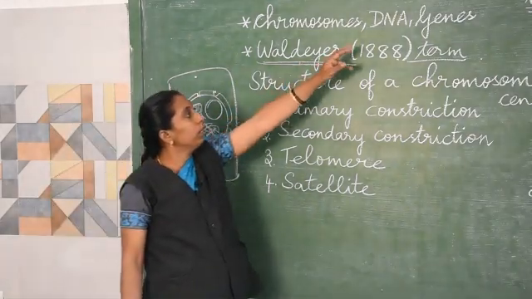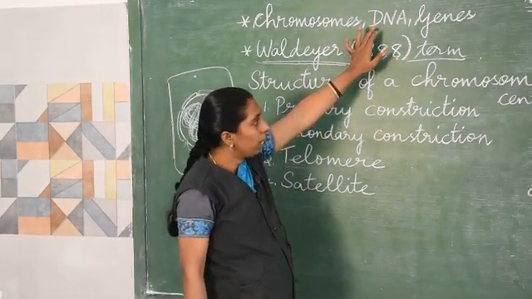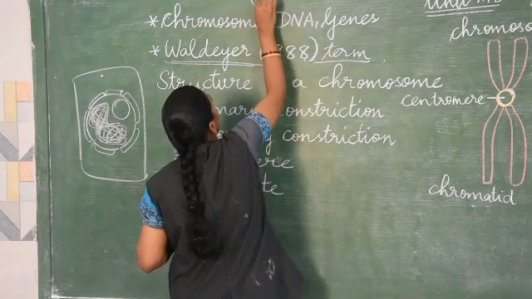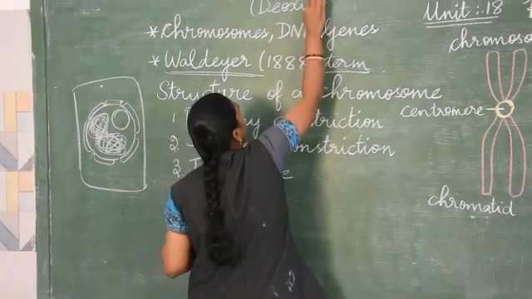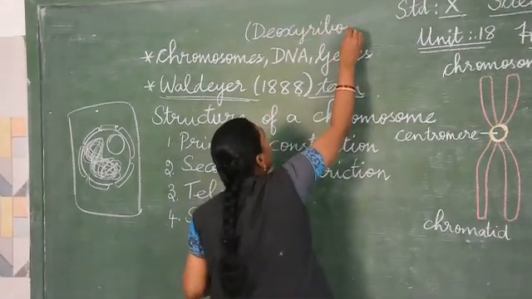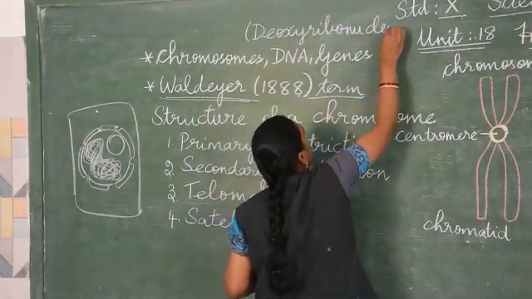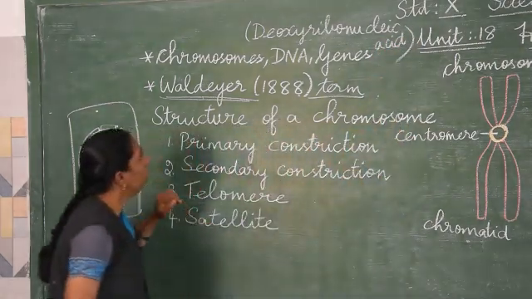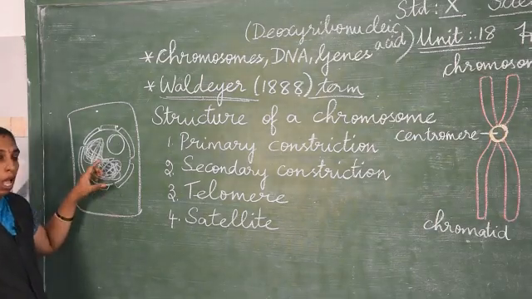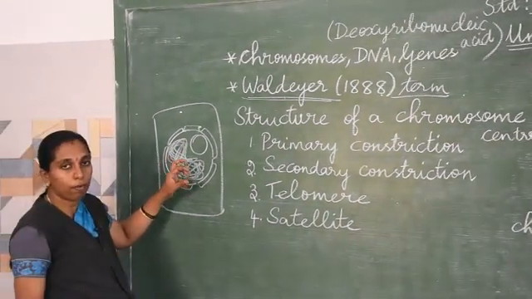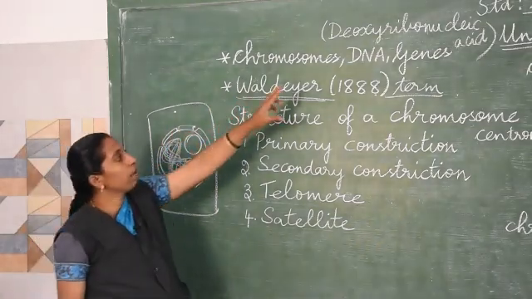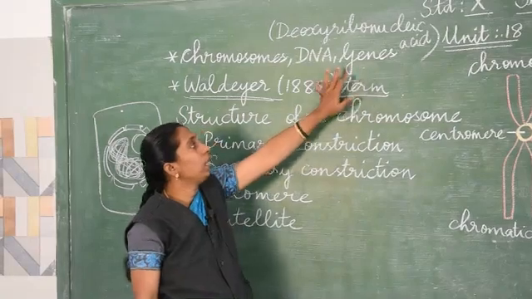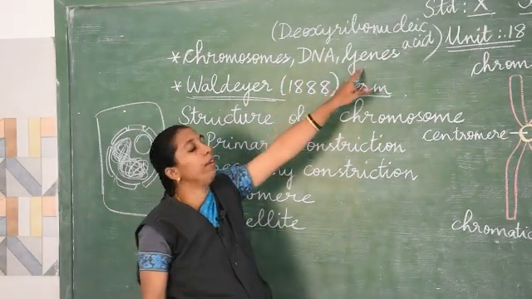And what is DNA? DNA is deoxyribonucleic acid. Deoxyribonucleic acid is DNA. Here, chromosomes are made up of DNA. And then what are genes? Genes are nothing but segments of DNA.